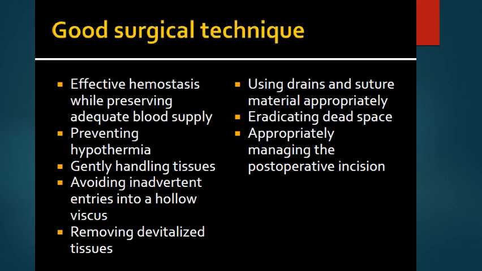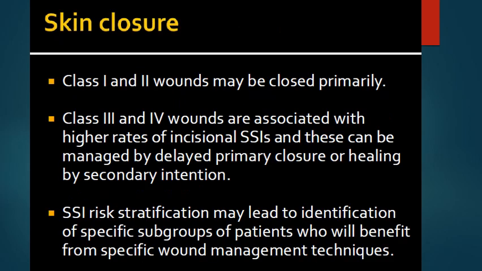Of course, surgical technique. A good surgical technique, like effective hemostasis while preserving adequate blood supply, is very important. Prevent hypothermia. Gentle handling of the tissue. Avoid inadvertent entry into a hollow viscus. Remove devitalized tissue. Use drains and suture material appropriately. Eradicate dead space and appropriately manage the postoperative incision.